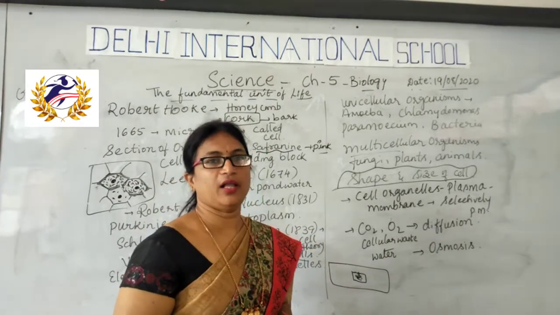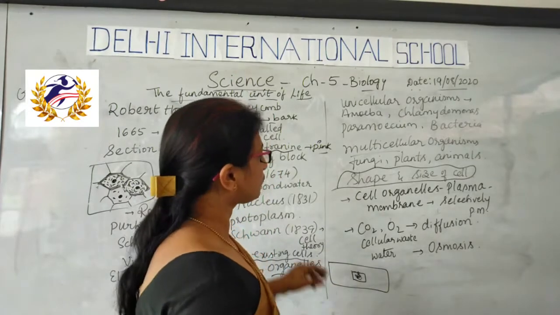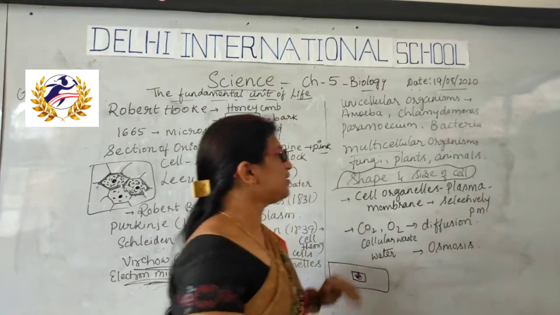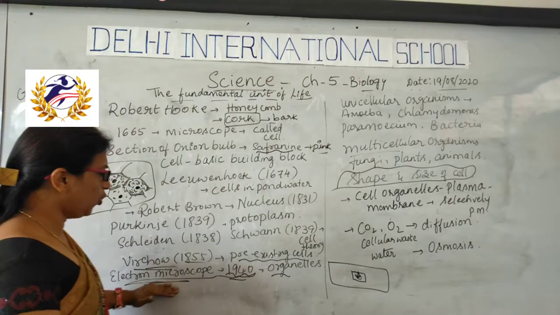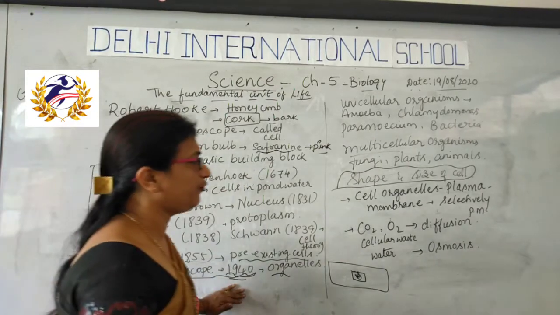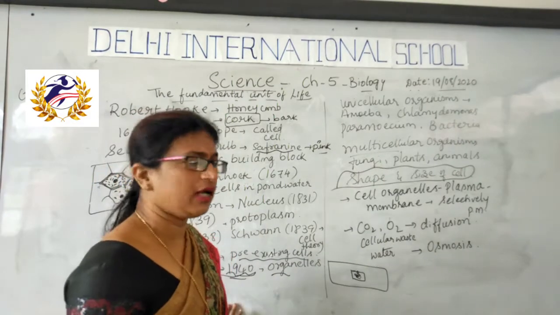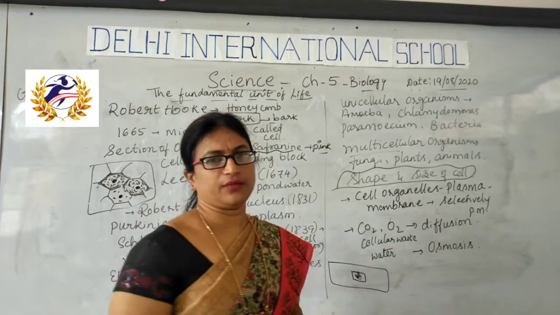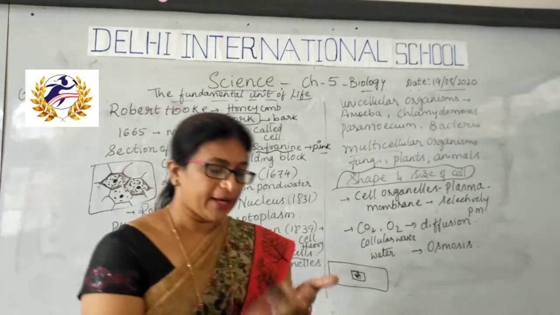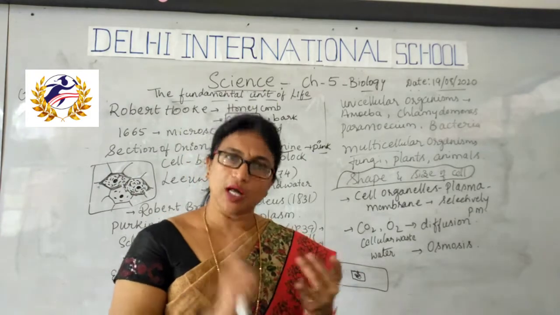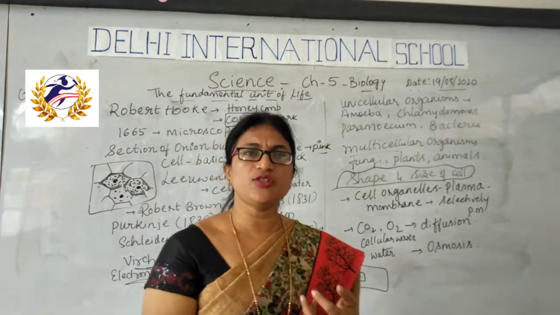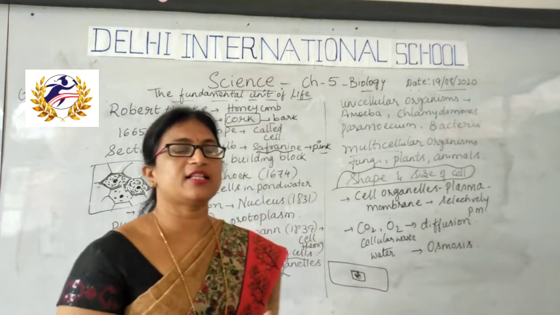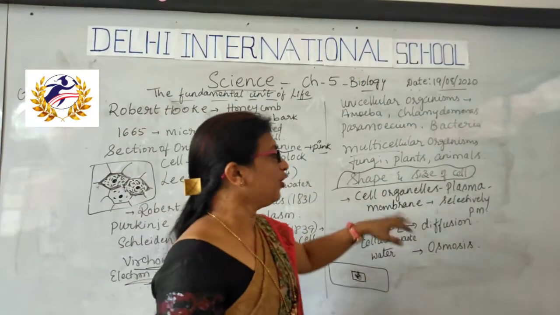Okay, so cell organelles. Once they knew about the cell organelles after 1940, after the invention of the electron microscope, they came to know that there are different cell organelles like mitochondria, endoplasmic reticulum, Golgi bodies, ribosomes, and lysosomes. These are the different cell organelles present in the cell, and also the plasma membrane.